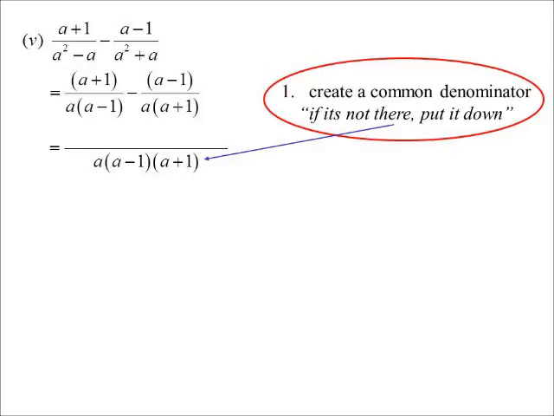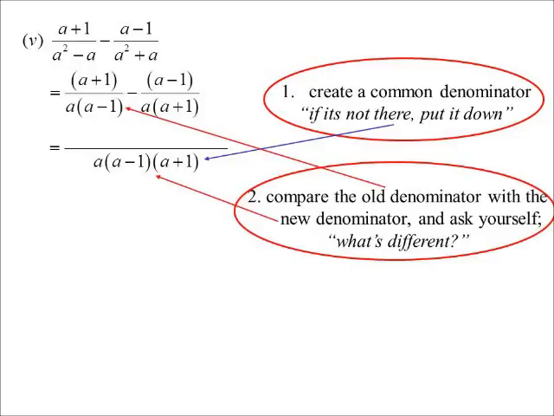Okay? So, if in one of them I had a squared and the other one I had a, well then the a squared had to be in the bottom. Now I've got to work out the top. So once I've gone, if it's not there, put it down, I then say, what's different? Now we're going to compare and say, what's different?